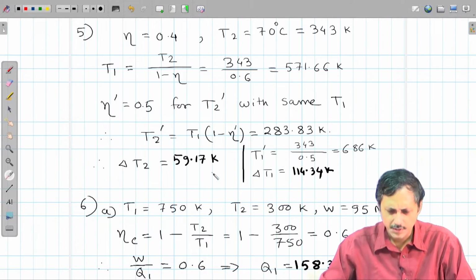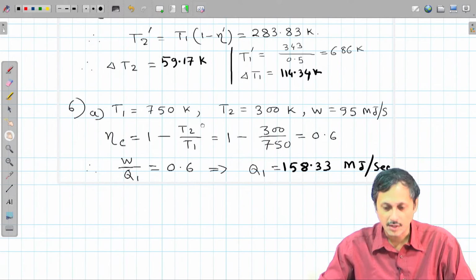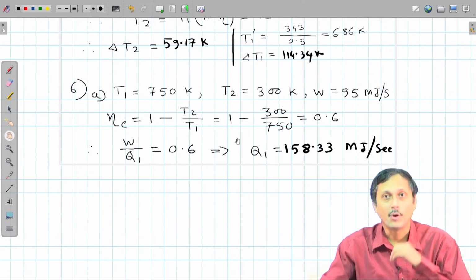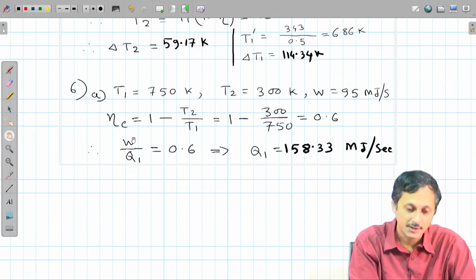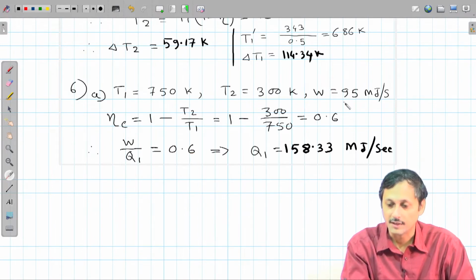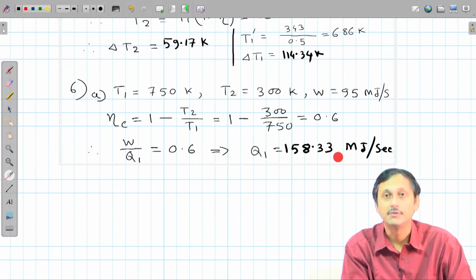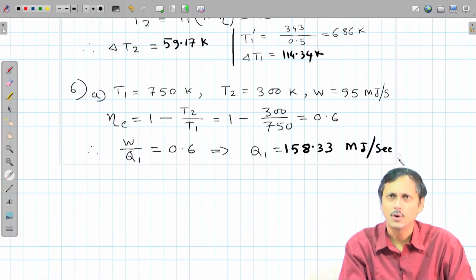So, T1 is given as 750, T2 is given as 300 and W is 95 megajoules per second. So, the efficiency is 1 minus T2 by T1, which is equal to 0.6. Now, by definition efficiency is W by Q1, which is equal to 0.6, W is given as 95. So, Q1 will be 95 divided by 0.6, which is 158.33 megajoules per second or megawatt, right. So, it is the same units actually.